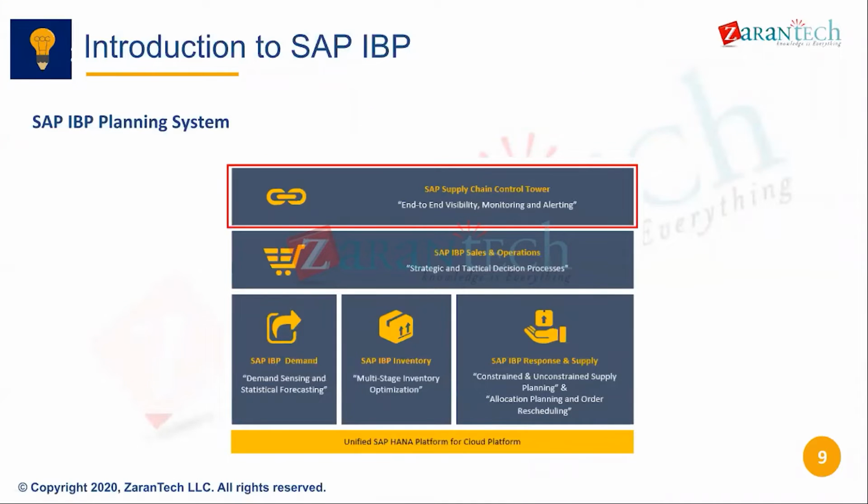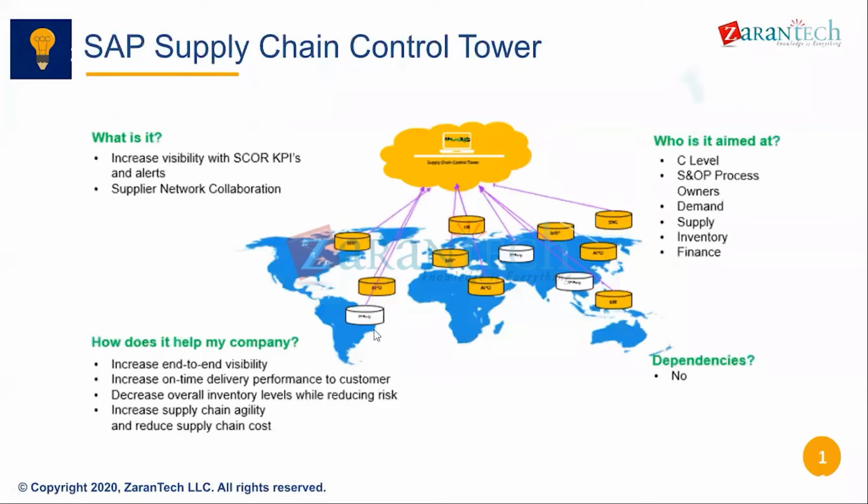Now let's see what a supply chain control tower is, which gives end-to-end visibility. Here we can monitor and use our alerting features. When we say supply chain control tower, it is something that manages from a higher level across the globe, across the various systems that a company owns.